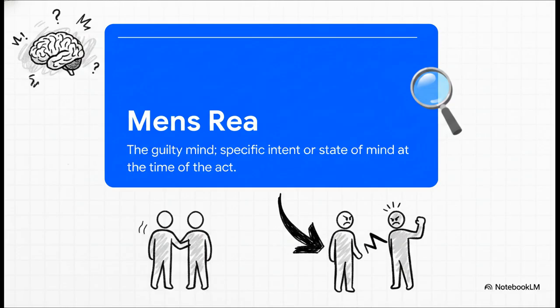This refers to your specific intent or state of mind at the exact moment the act was committed. This is the key factor that distinguishes, say, accidentally bumping into someone in a crowded hallway from an intentional physical assault. Without the guilty mind, that physical act might not be a crime at all.